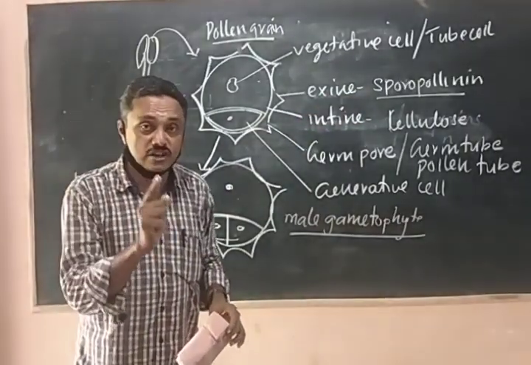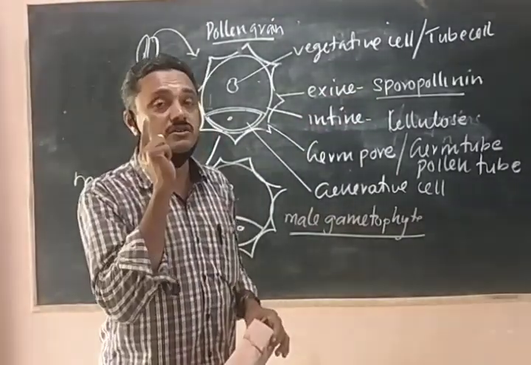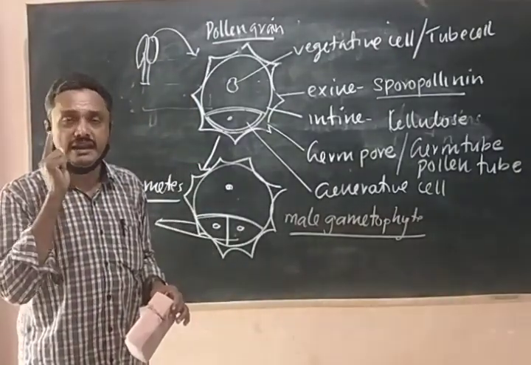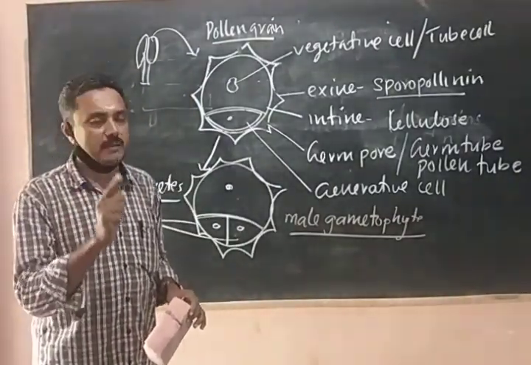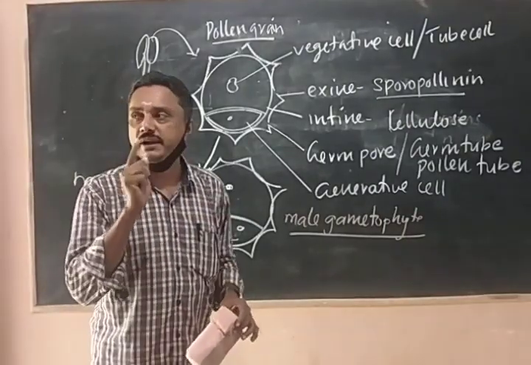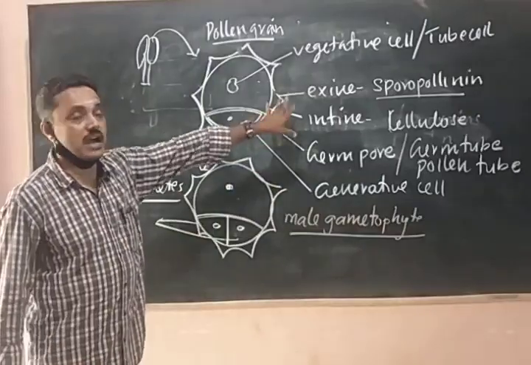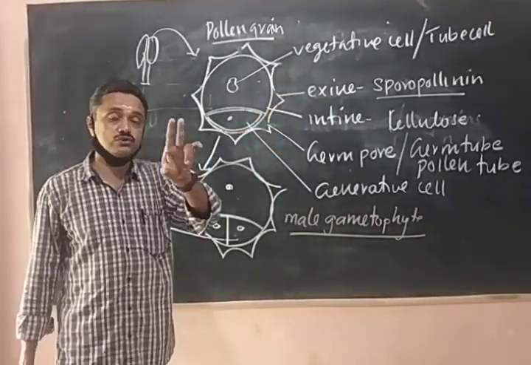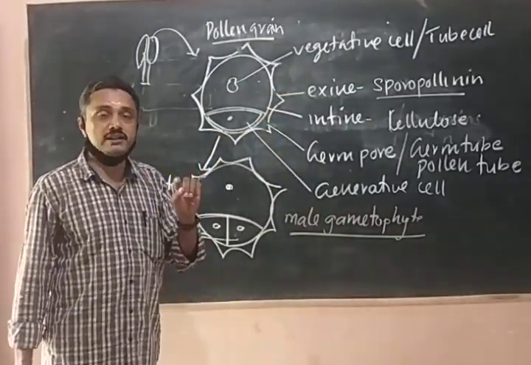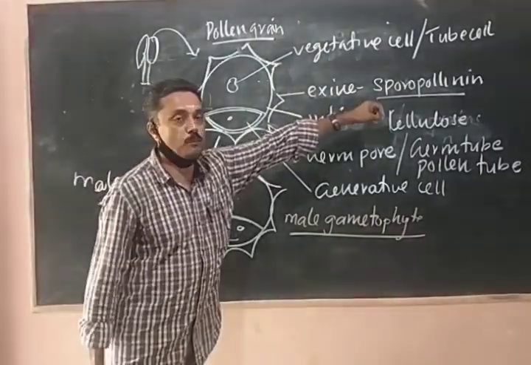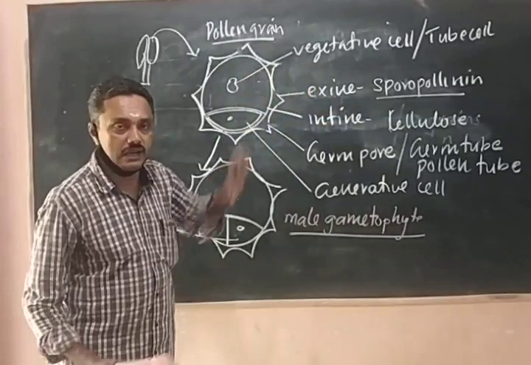Sporopollenin is resistant to high temperature, resistant to any acid or alkali, and cannot be digested by any enzymes known. So pollen grains are well preserved in fossils. That's a question carrying 1 or 2 marks: why are pollen grains well preserved in fossils? The answer is that they are made up of sporopollenin, which is the strongest material of the living world.